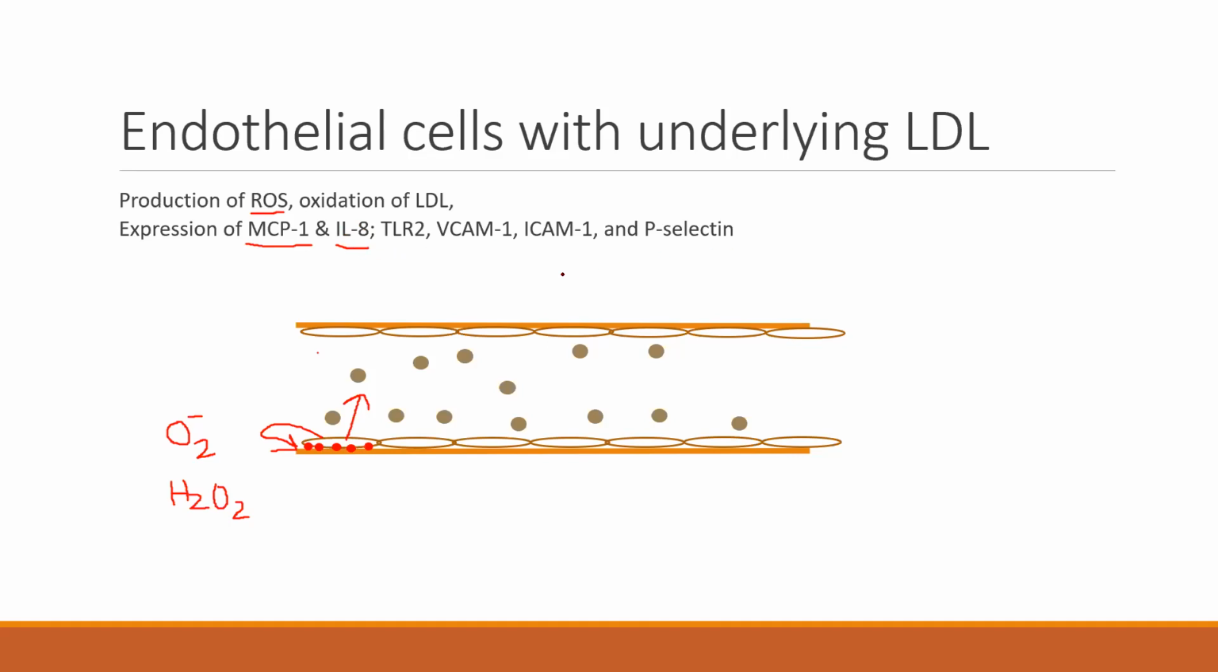Then it makes on its surface cell adhesion molecules so that the macrophage can attach to it. So it makes the vascular cell adhesion molecule 1, the intercellular cell adhesion molecule 1, P-selectin, and then a pro-inflammatory receptor called the toll-like receptor 2. So these are for cell adhesion. This is pro-inflammation. So we oxidize the LDL. We now make things that will summon macrophages and let the macrophages attach once they get there.